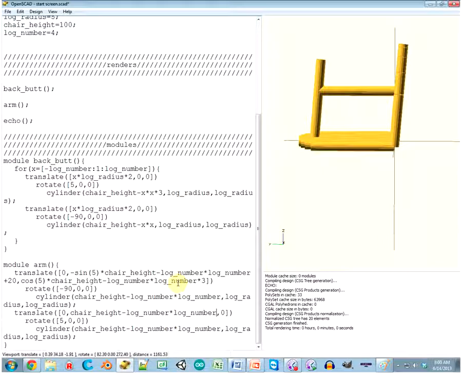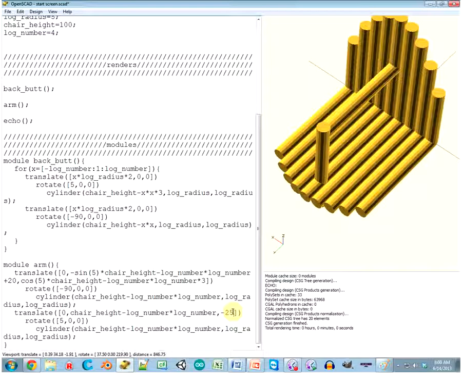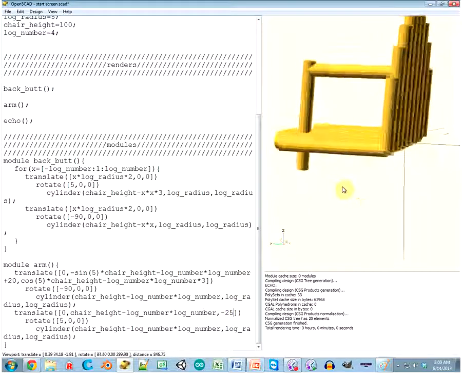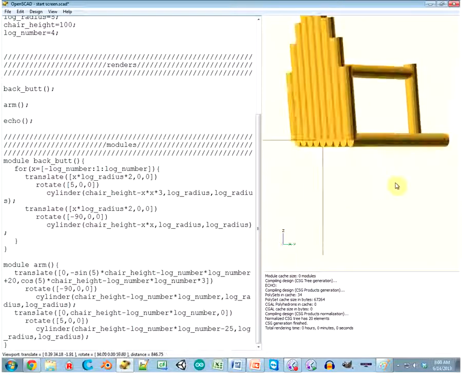Oh, just make it look pretty. Z, negative 10. 20. 25. 30. 27. 26. 28. You like 28? Nope, you don't like 28. No, let's do 25. Sure. 25. That looks plenty decent. Except that's a problem. Let's do minus 25. That's a problem. 0. Hey, all better now.